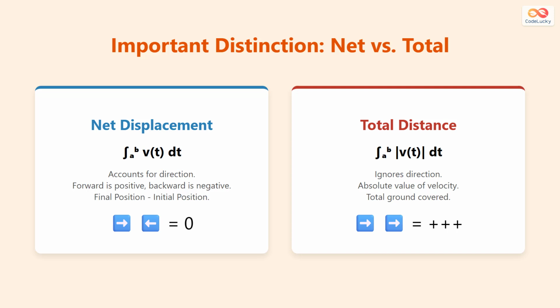It is crucial to distinguish between net displacement and total distance. Net displacement integrates the velocity directly, meaning forward movement is positive and backward movement is negative, so they can cancel out. Total distance, however, integrates the absolute value of velocity, treating all movement as positive ground covered.